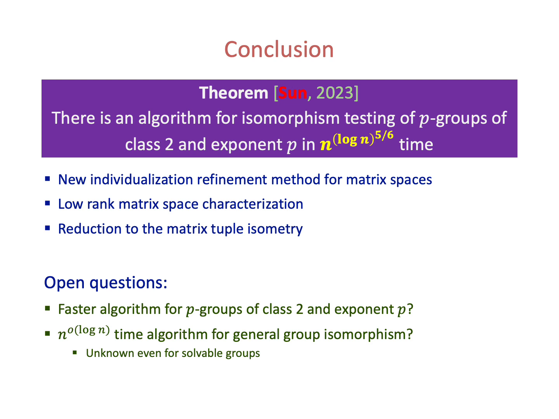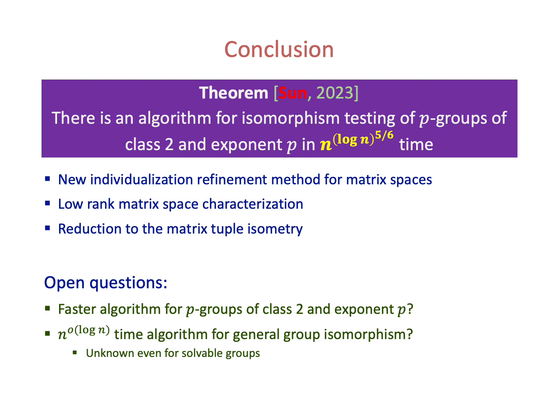Our result is obtained by combining a novel individualization and refinement method for matrix space, a low-rank matrix space characterization, and a reduction to the matrix tuple asymmetry problem. There are a few open questions. Is there an even faster algorithm for this group class? We believe the current bound is not optimal.